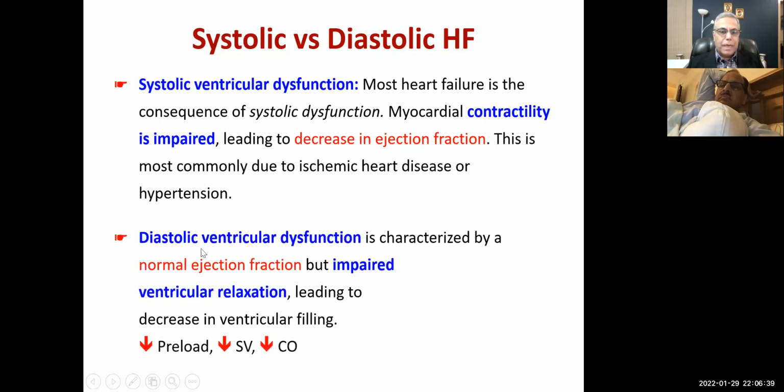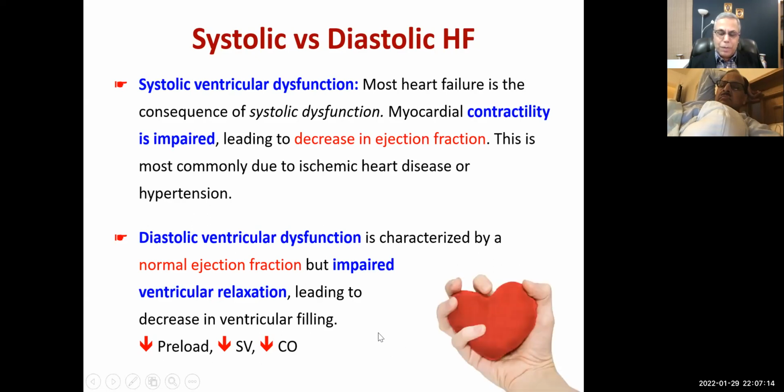And then we have got diastolic ventricular dysfunction. It is characterized by a normal ejection fraction. So that is what the gentleman was asking, how a normal ejection fraction could lead to decreased cardiac output, and I'll show you in the next slide. But impaired ventricular relaxation leading to decrease in ventricular filling. So the preload is low. Preload, in other words, is the venous return or the end diastolic volume. Stroke volume is low and cardiac output is low.